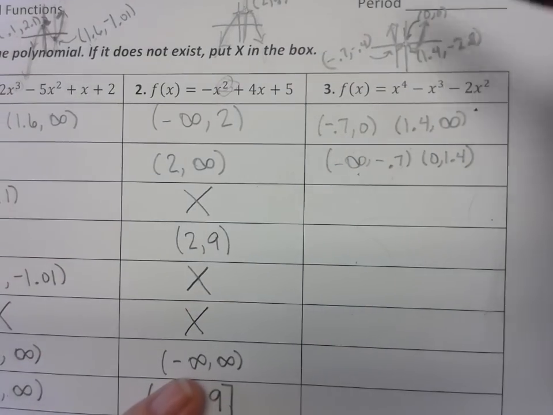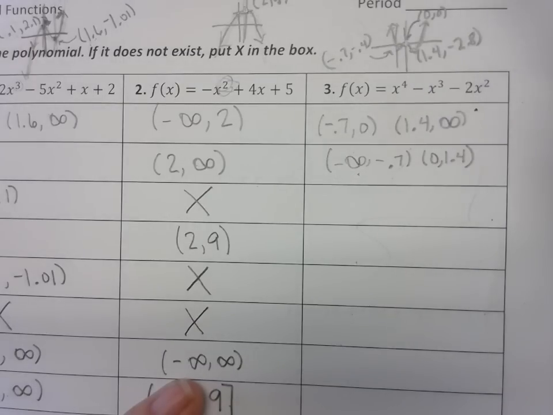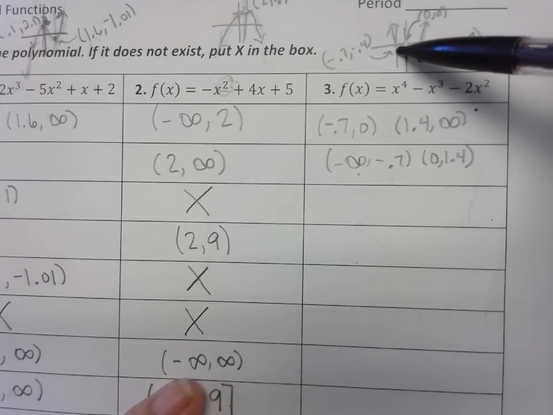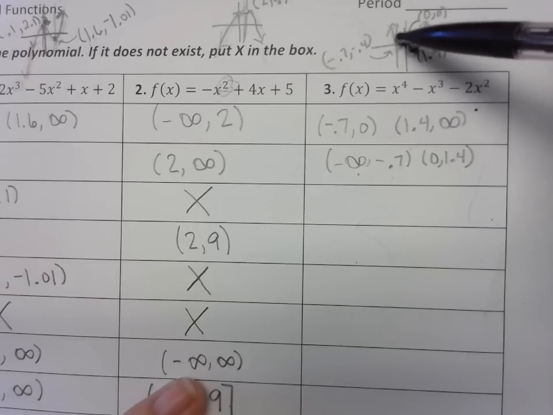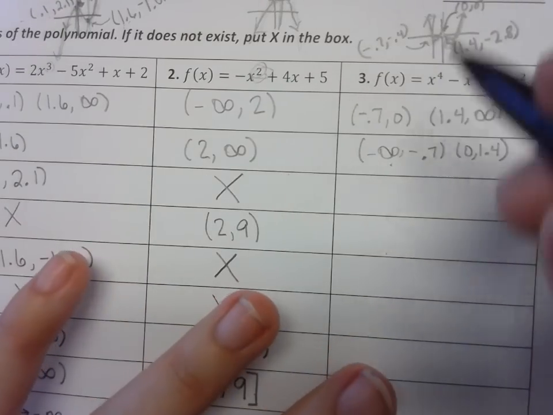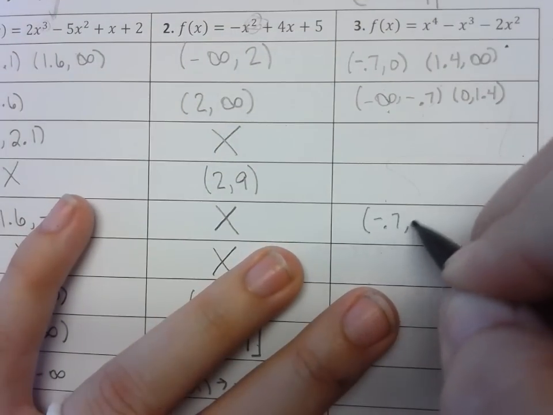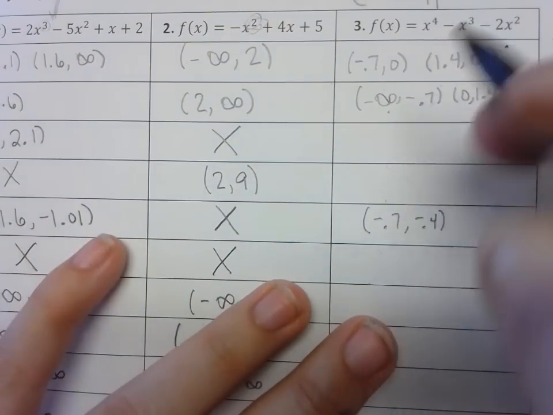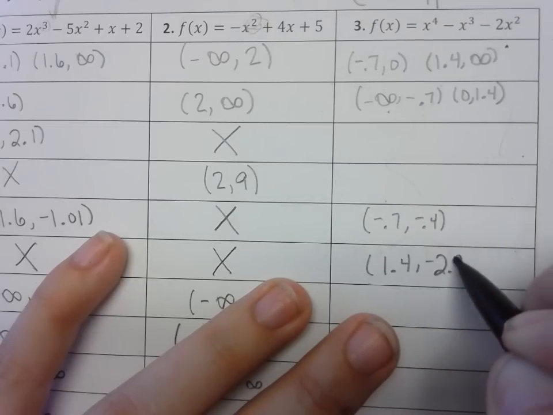Relative minimums. Okay, so we have two minimums here, right? Two places where this function is in its lowest value. This one is happening at negative 0.4, and this one's happening at negative 2.8. So they're both low, but this one right here is the lowest. So this is going to be your absolute. This would just be a relative one. It's lower than other things around it, but this one is the lowest. So relative minimum would be this point here, negative 0.7, negative 0.4. The absolute minimum would be 1.4, negative 2.8.